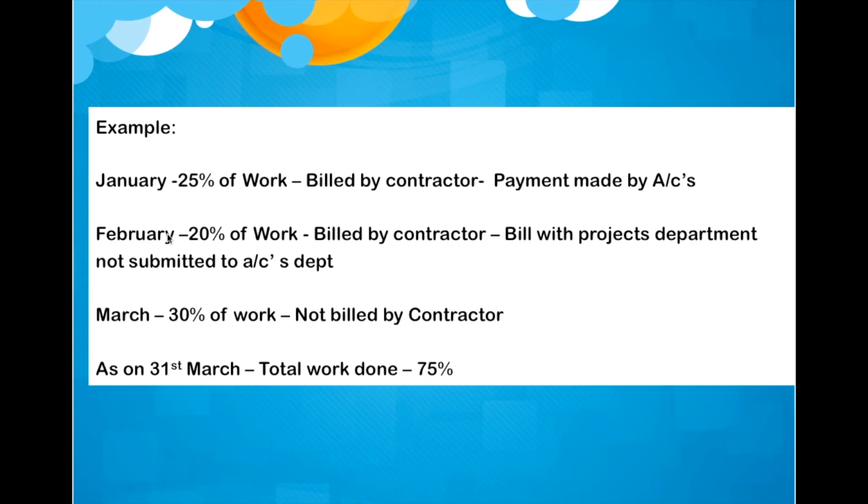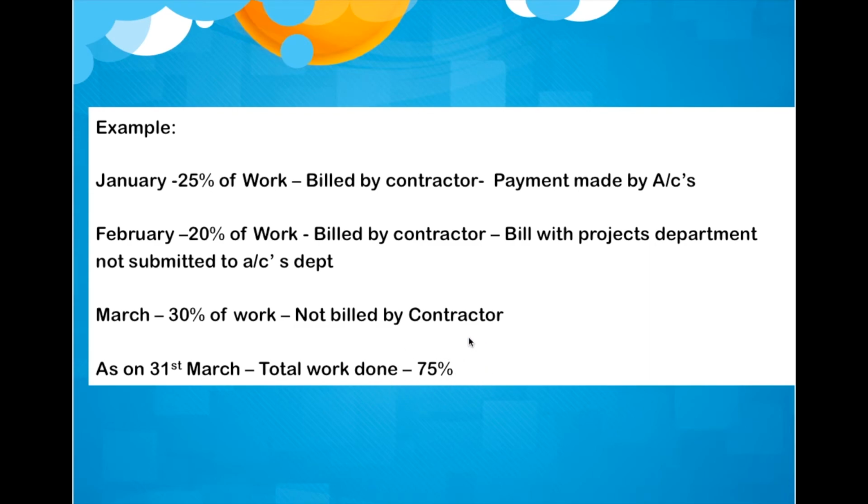In the month of February, next 20% of the work was completed and bill was raised by the contractor. But the projects department did not submit the bill to the accounts department as the verification for the bill was not completed. In the month of March, next 30% of the work was done by the contractor, but the bill has not been raised by the contractor. So, as on 31st March or the financial year end, total work done is 75% of the project.